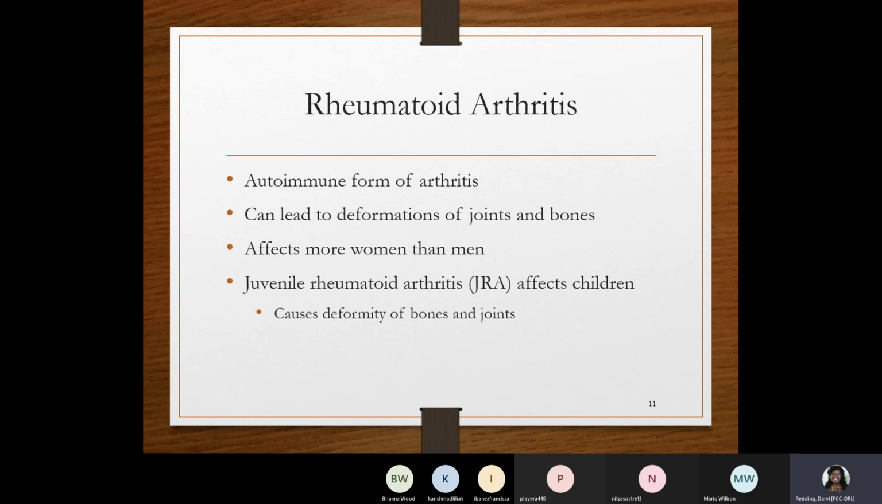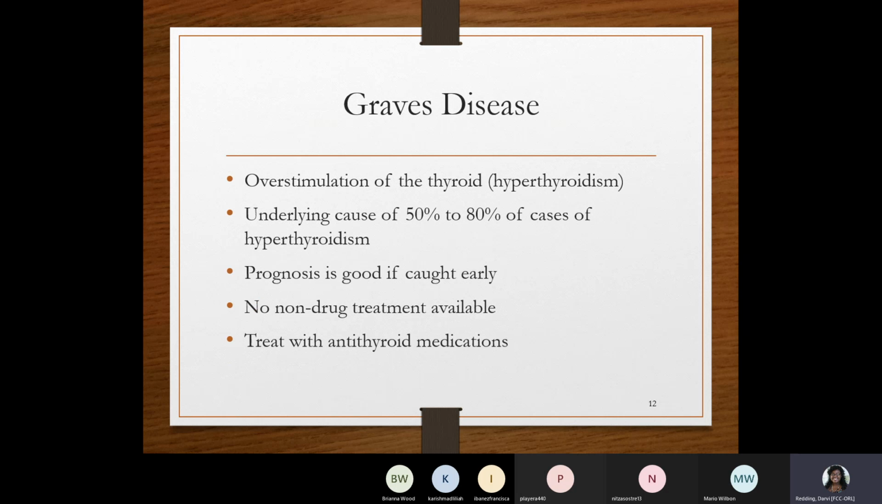And so some treatment for rheumatoid arthritis would include physical therapy, some medications such as anti-inflammatories or even analgesics. And then there is even a specific drug class called DMARDs, which stands for disease modifying anti-rheumatic drugs. Another treatment for rheumatoid arthritis would also include diet. So now that we talked about rheumatoid arthritis, we're going to next learn about Graves' disease.